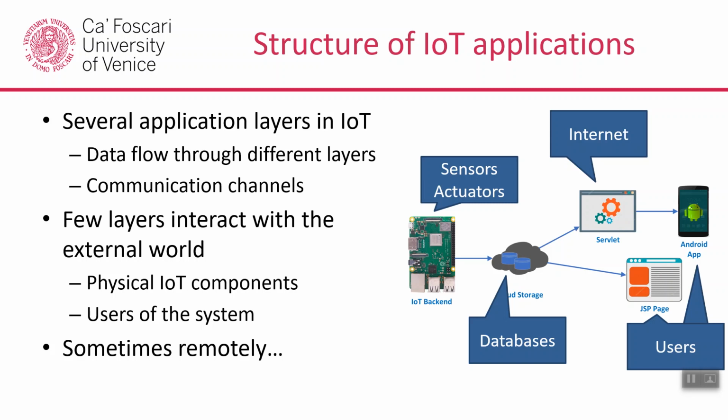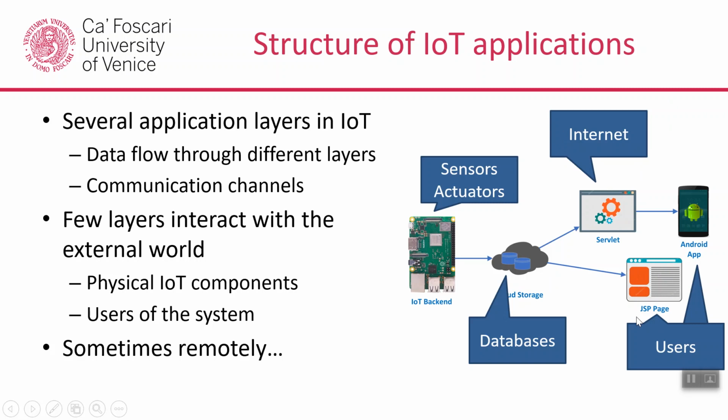As I already said, in an IoT application we have several different layers of software. The data flows through these different layers through different communication channels. For instance, here we have an IoT backend that directly interacts with different physical components that interface with the physical world, with sensors and actuators. Then this backend stores the data into a database through the cloud storage, and then a servlet accesses these databases and exposes some information through standard internet channels, like servlet request and response parameters.